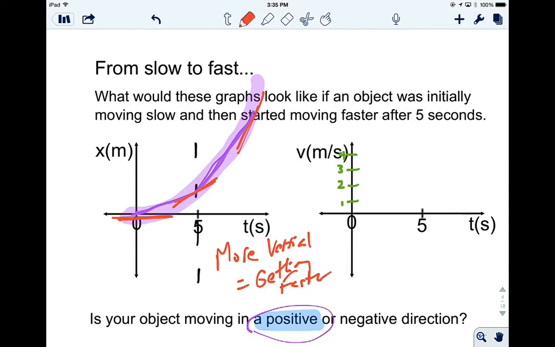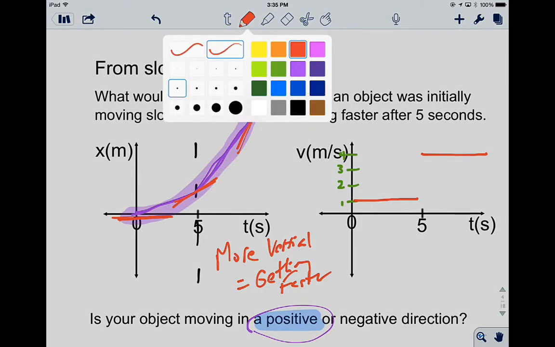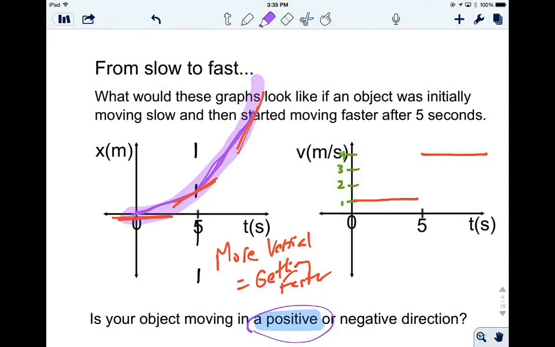So on your VT graph, if you start with a small velocity in that positive direction, and then you go to a bigger velocity, it would normally look like this if you're going from really slow to really fast with an abrupt change. But on your graph, if you have this increase in speed be a little bit more progressive, you'll see that it's going to start to look like a line.